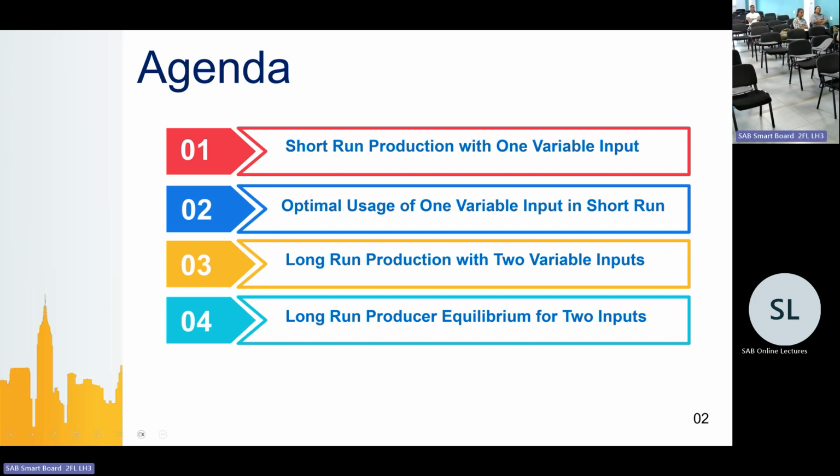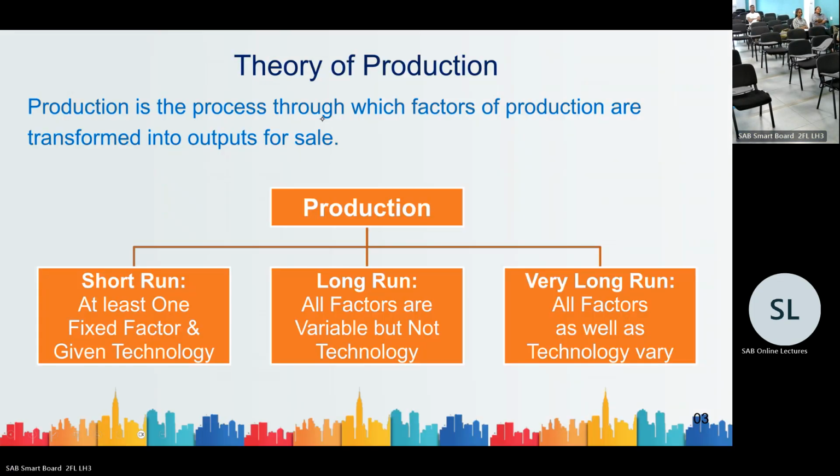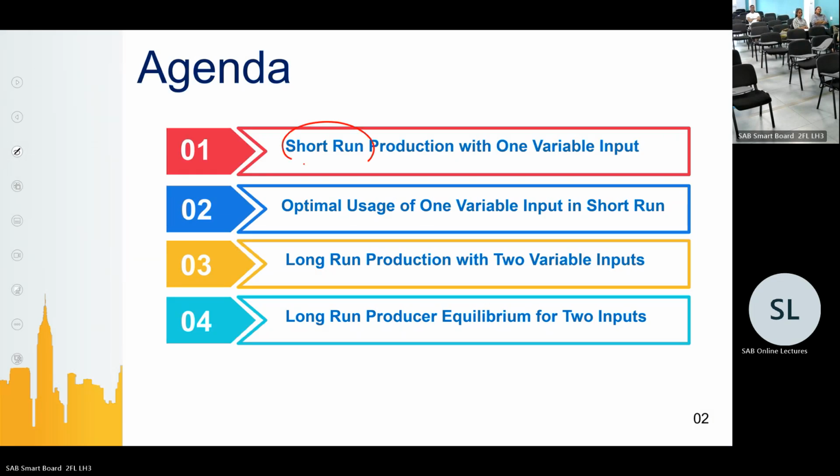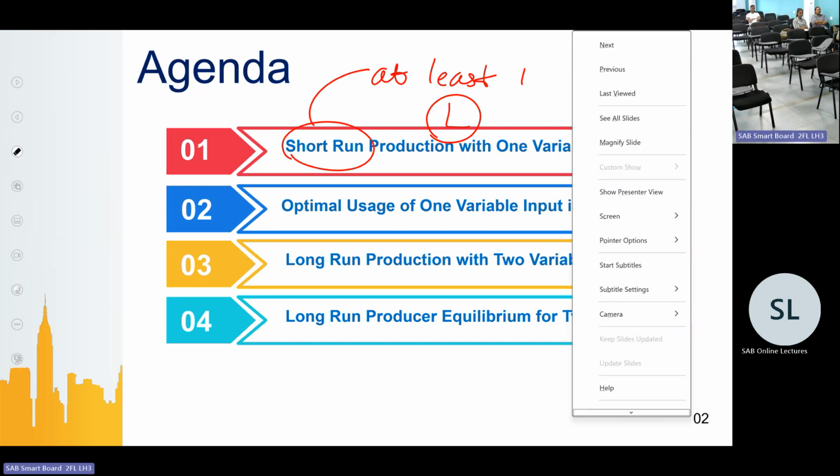In the short run, a firm should operate with at least one variable input. As we discussed in the previous session, we consider labor as the variable input. There should also be at least one fixed input.